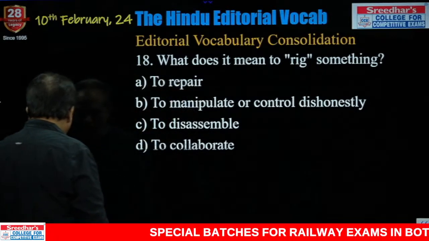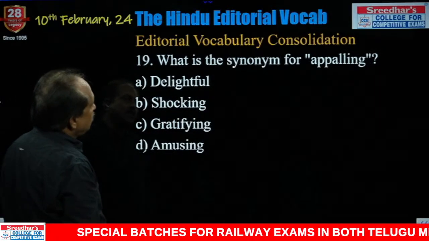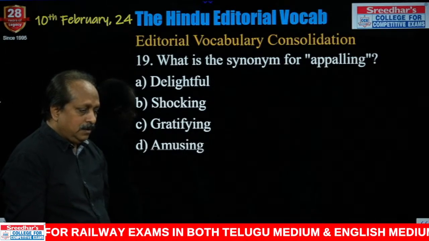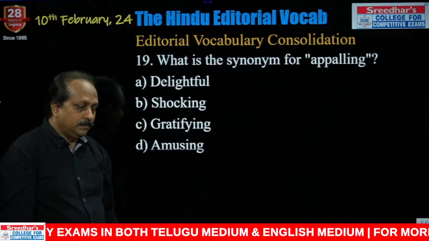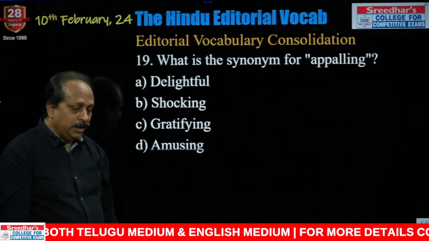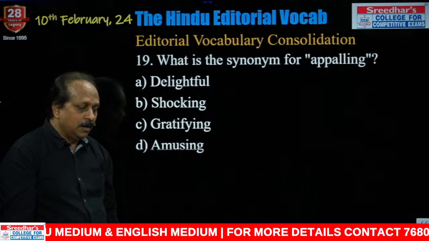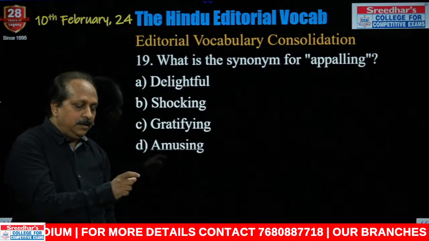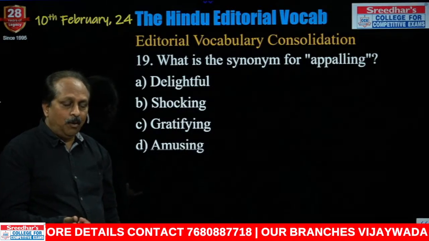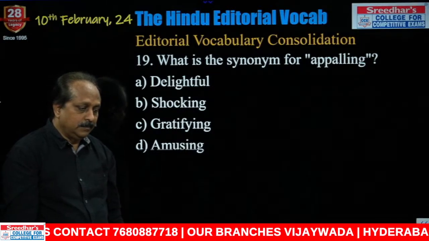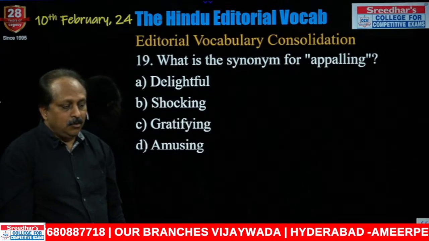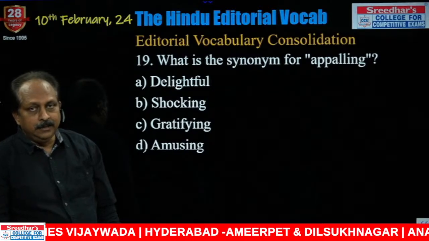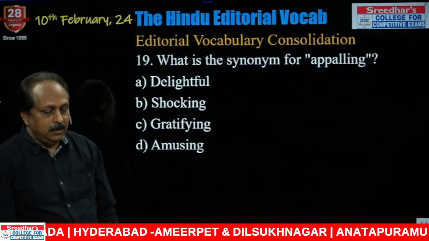Go to question number 19. What is a synonym for appalling? Appalling means what? Rigging is a word you have to remember. Good, I appreciate it. Anand, Pavani, they have written the word forms. Please write rig is a verb form. What is a noun form? Rigging. And you should also think of which type of verb it is. Rig, rigged, rigged. That means it's a regular verb.